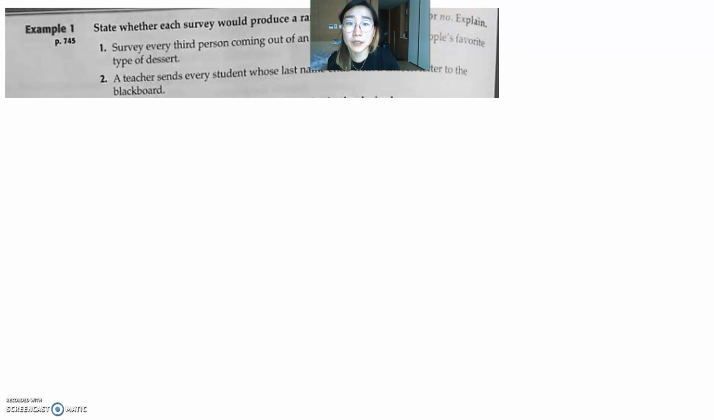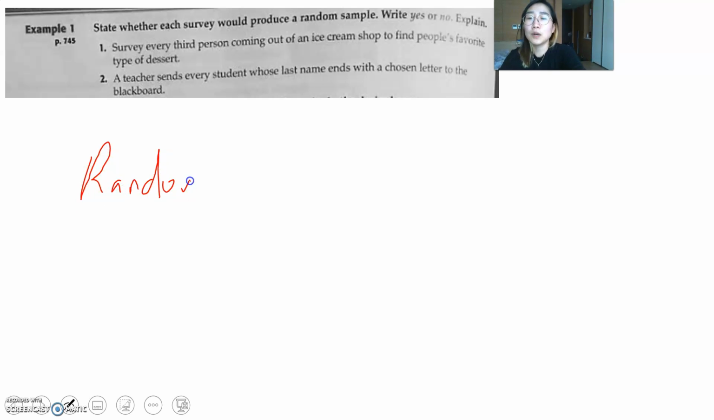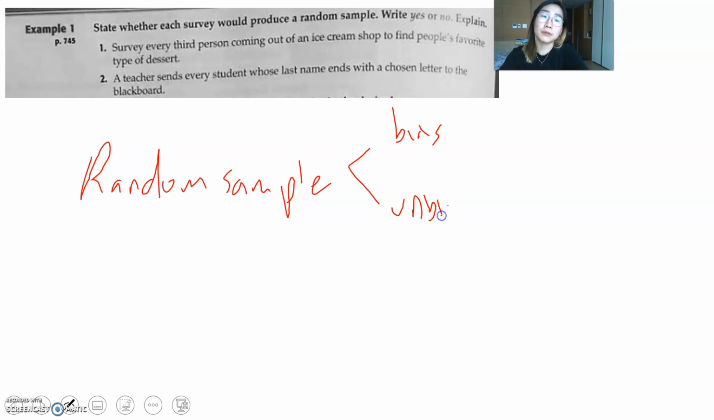So let's look at some of the questions that can come up with this kind of words, okay? This one says, state whether each survey would produce a random sample. Oh, we didn't talk about random samples. A random sample is important because we don't want a biased sample. There is something called biased and unbiased, and the only thing that produces an unbiased result is a random sample.